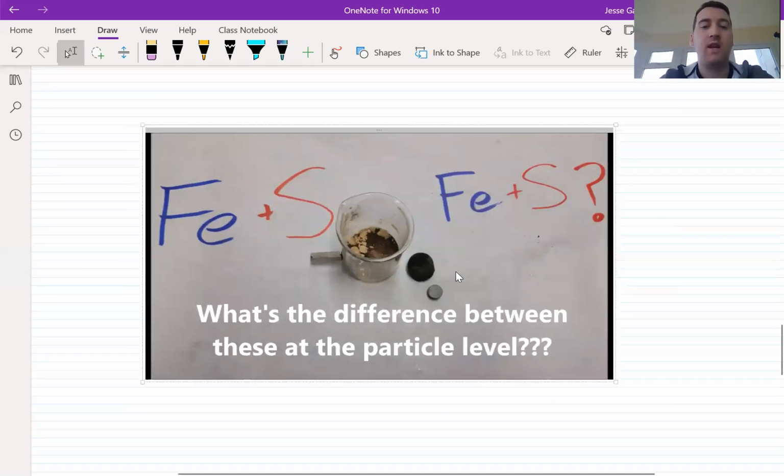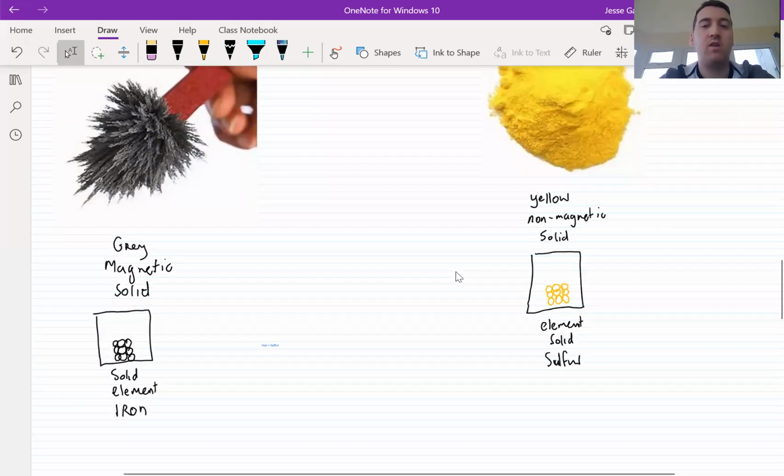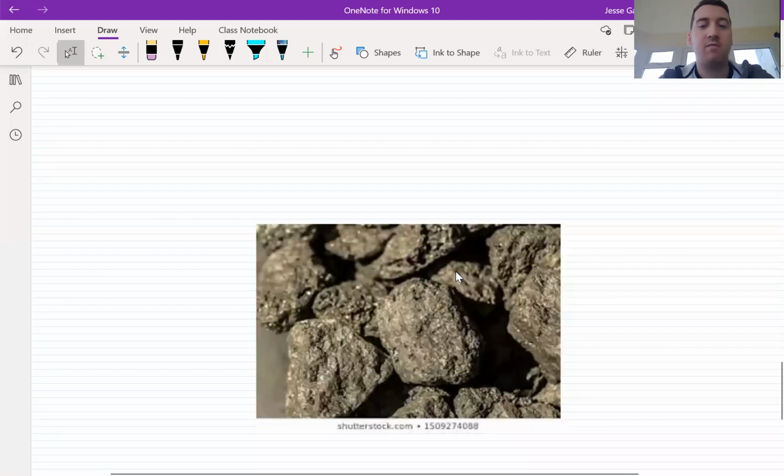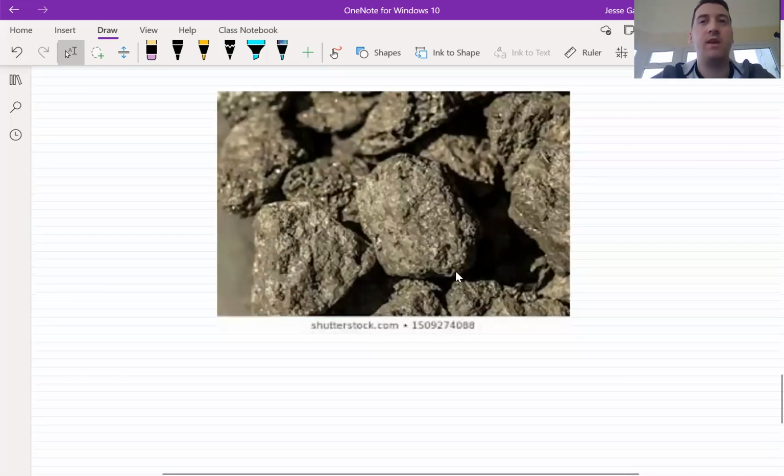Okay, let's take a look again, remembering what we started with. We started with iron on the left, this gray magnetic solid, and this sulfur, which is yellow non-magnetic powdery solid. Okay, this here is the product.